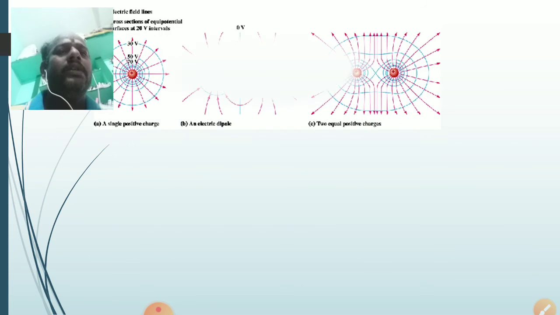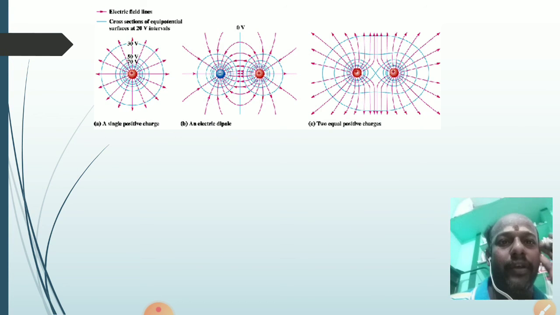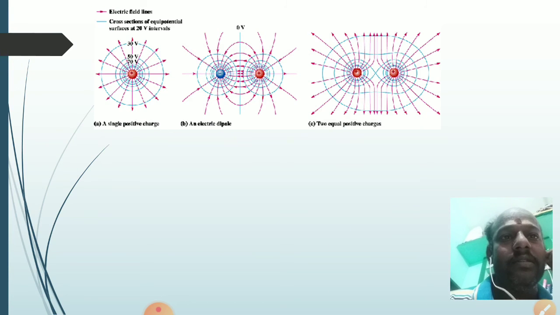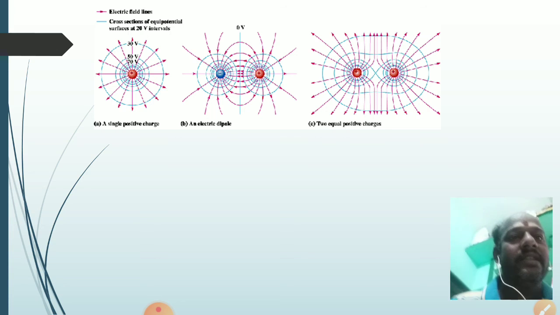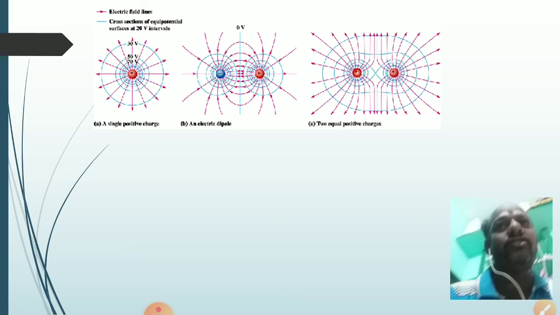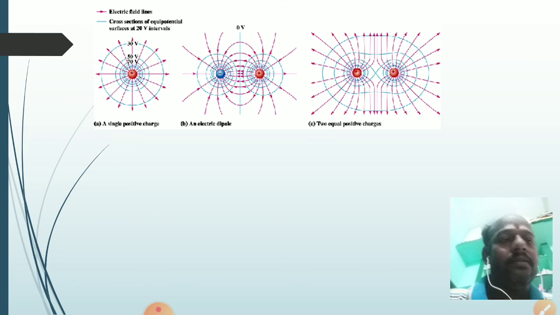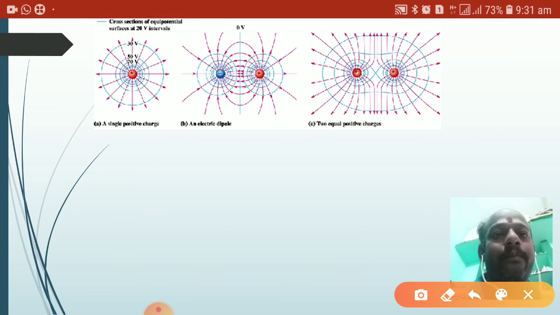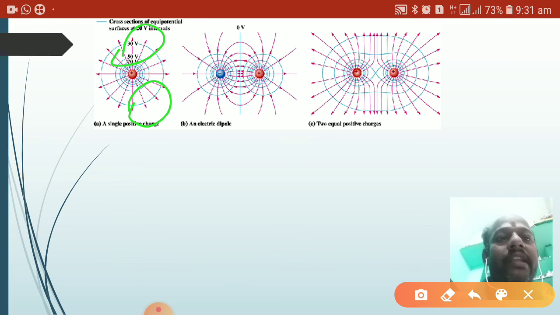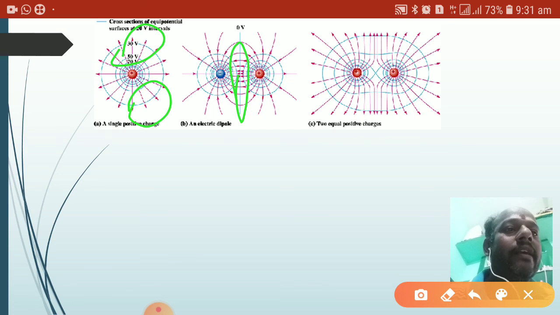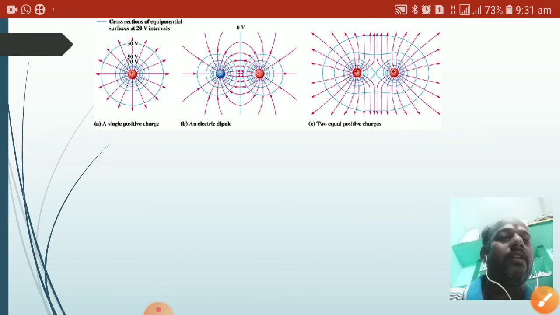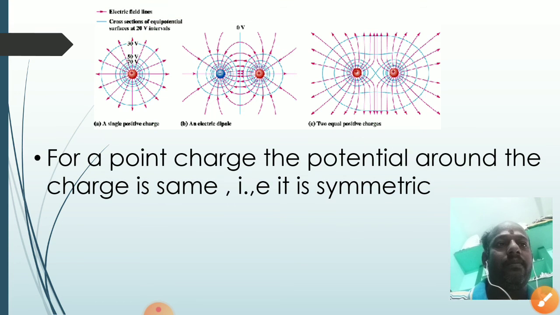Now look at the diagram. Here I am showing diagrams for a point charge, then in the center an electric dipole, and the third one is like charges. Look at the lines in each category. For the point charge, all the lines go radially outward. For the dipole, at the center they all come close together, and for like charges they repel one another, especially running parallel. So these are all the important points about electric equipotential.